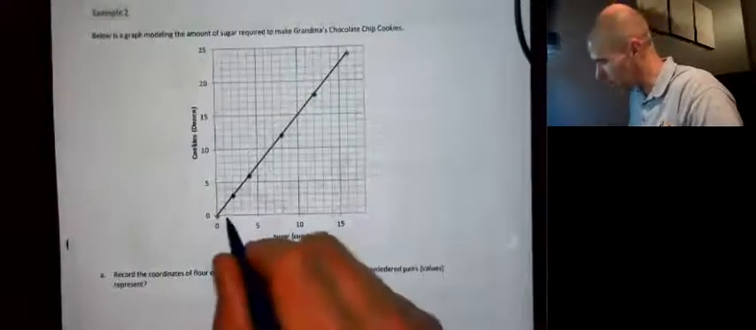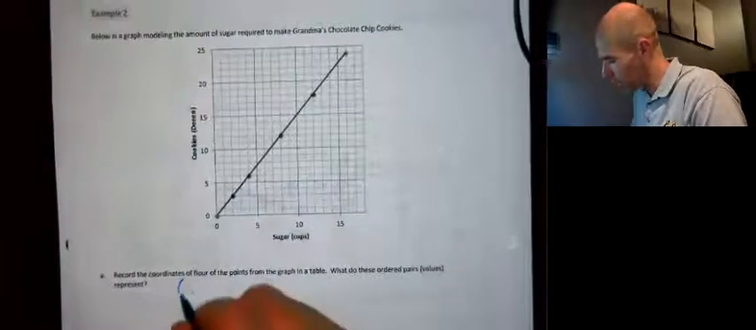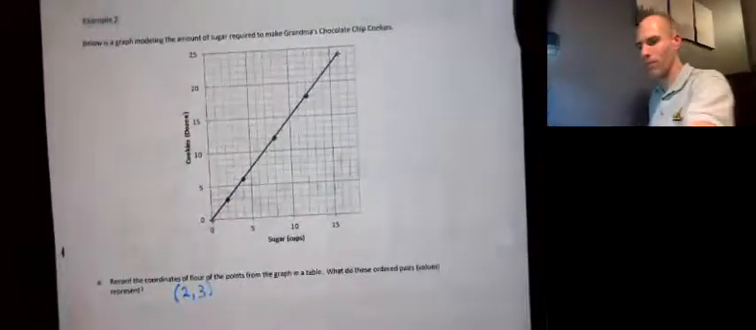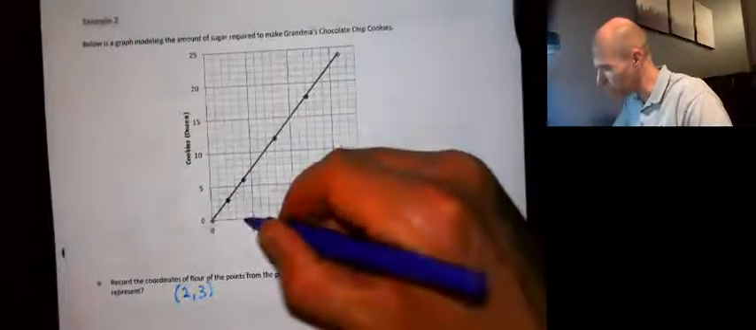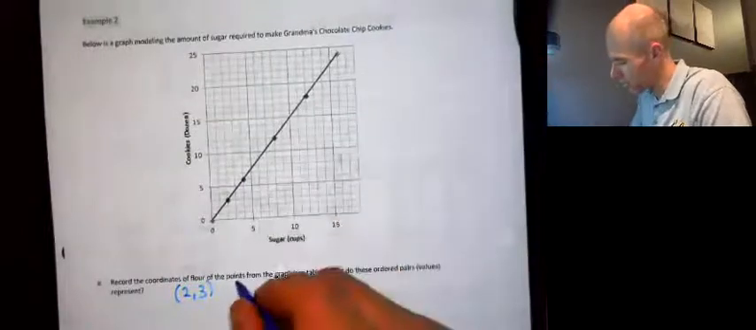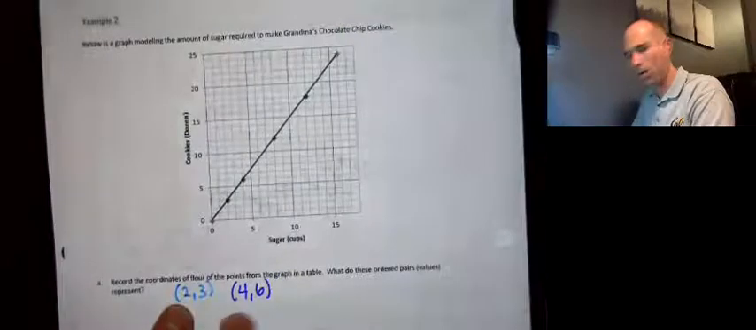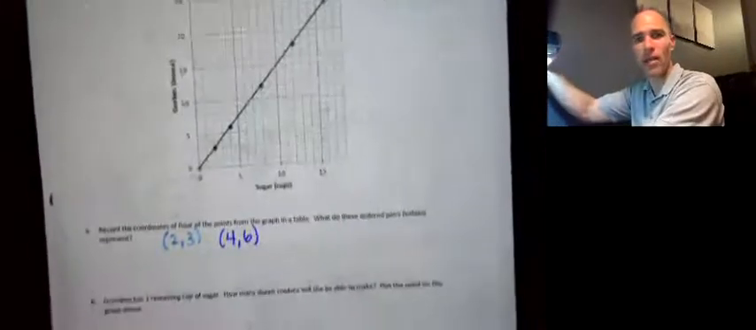So let's see here. It looks like this point here is 2 and then up 3. So we've got a point at 2, 3. Oh, that marker's dead. You gotta get a different one. And then this point appears to be 4 on the x-axis and 6 on the y-axis. So 4, 6, which makes sense. I see a pattern here, right? The 2 doubled to 4, 3 doubled to 6. That's the sort of pattern we expect to see in a proportional relationship.